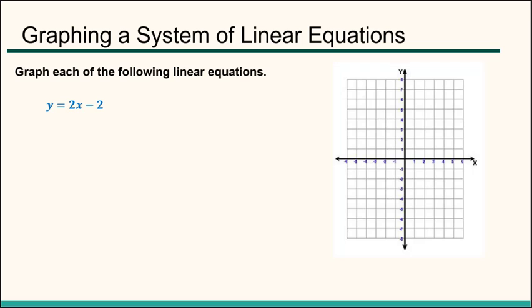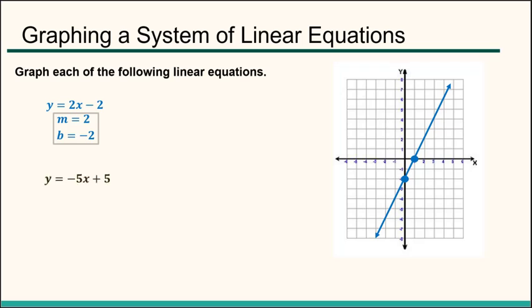This is written in my favorite form, y equals mx plus b, where I can just read off the slope. The slope is 2. The y-intercept is negative 2. That means that if I'm going to graph this, I will place my y-intercept first at negative 2. Then I'll go up 2, run 1, place a dot, and then connect those dots with a line. And there is the equation y equals 2x minus 2.